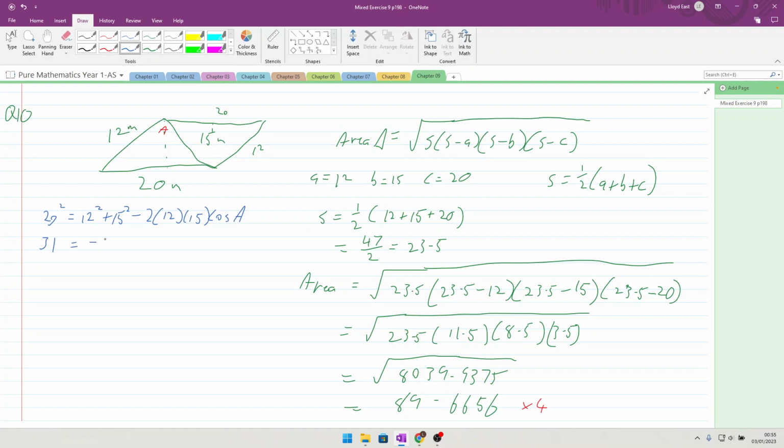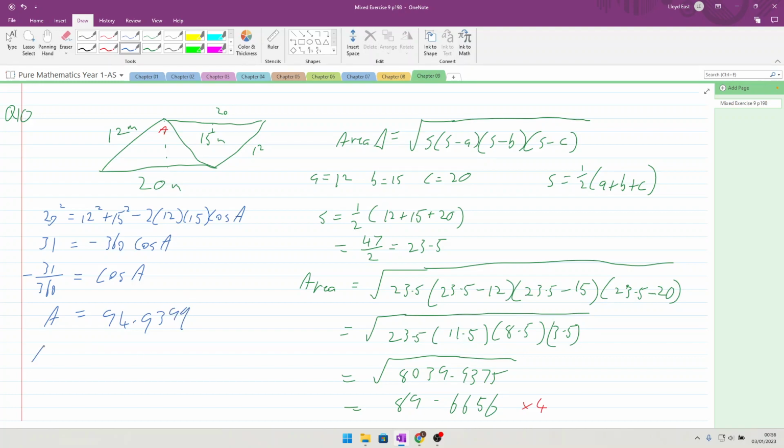So I've got 31 is equal to minus what's 2 times 12 times 15, 360, cos A, so 31 divided by minus 360 equals cos A, and then the inverse cos of that gives us an answer of A is equal to 94.9399.